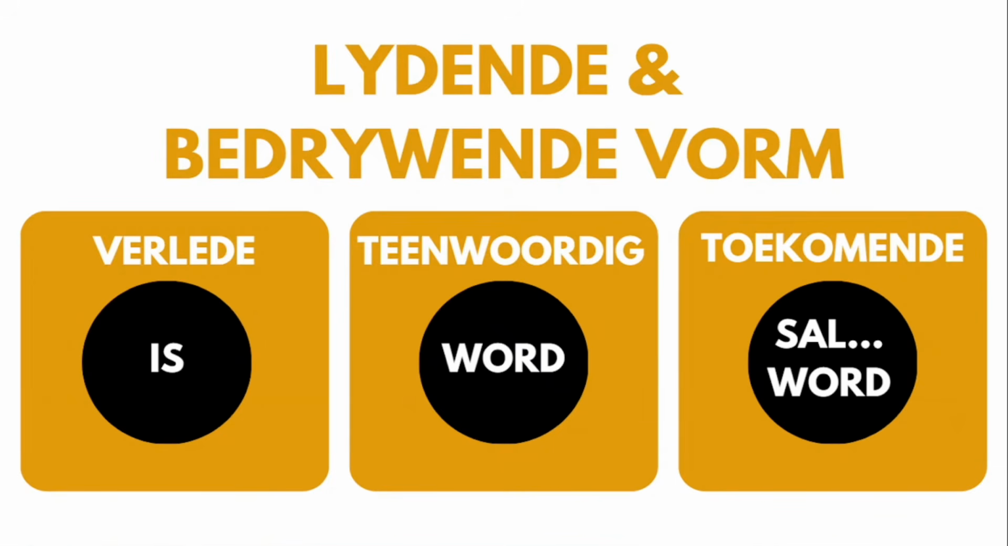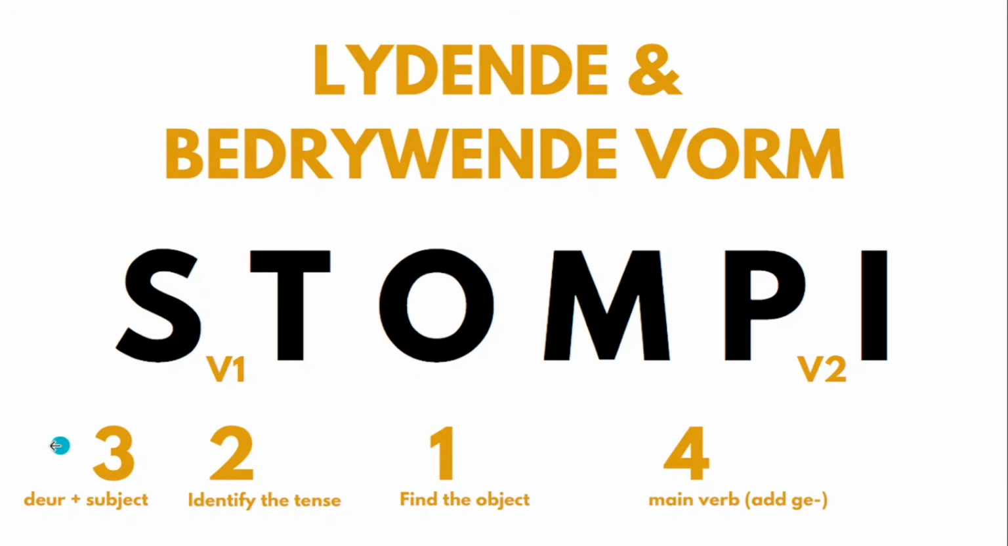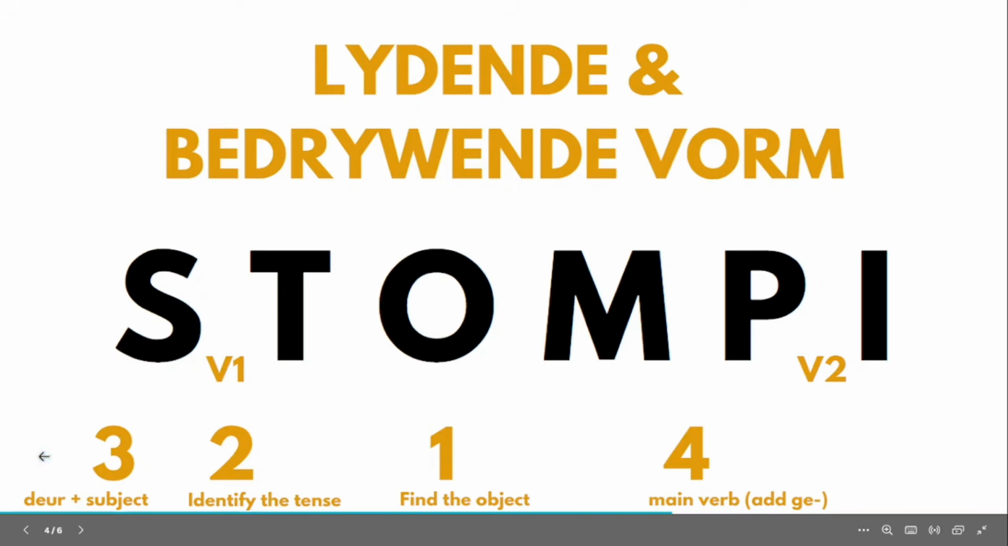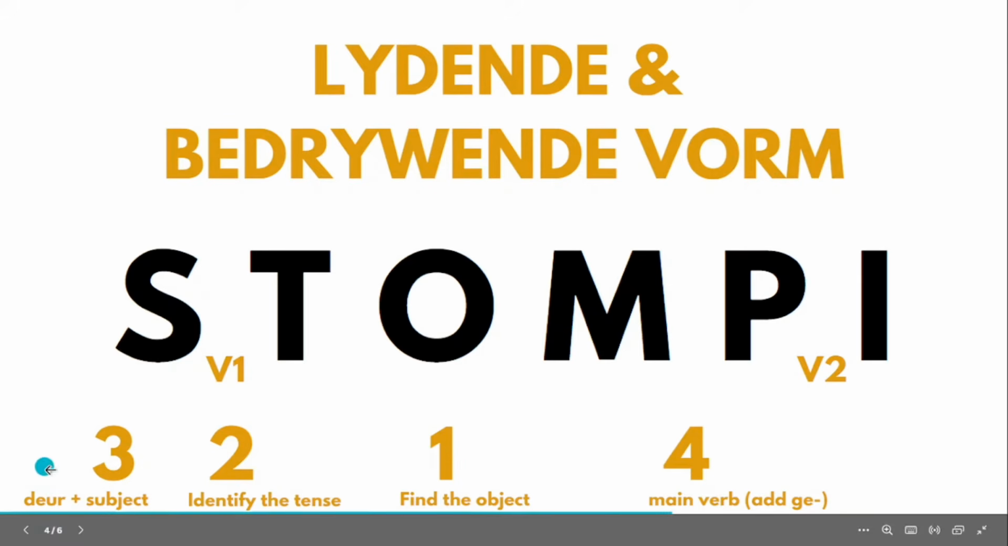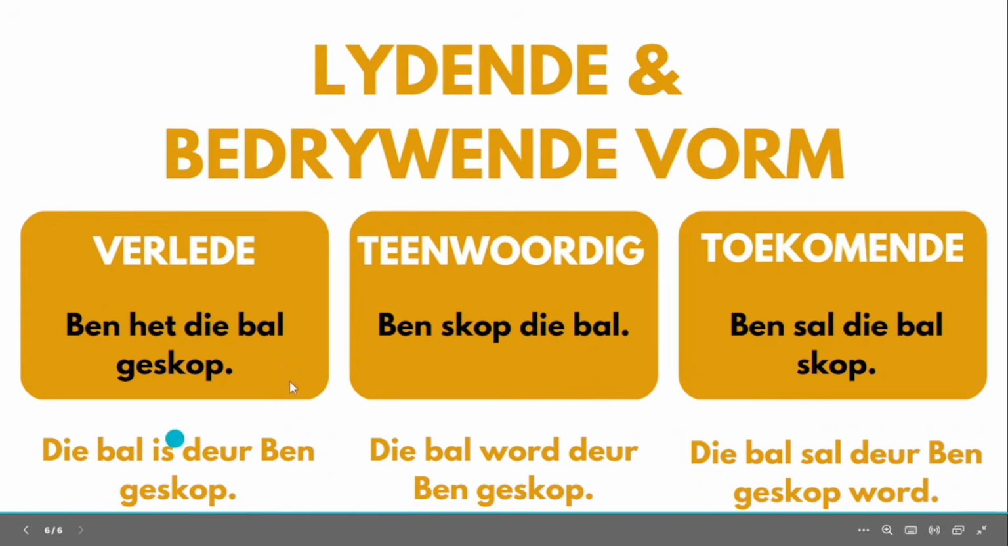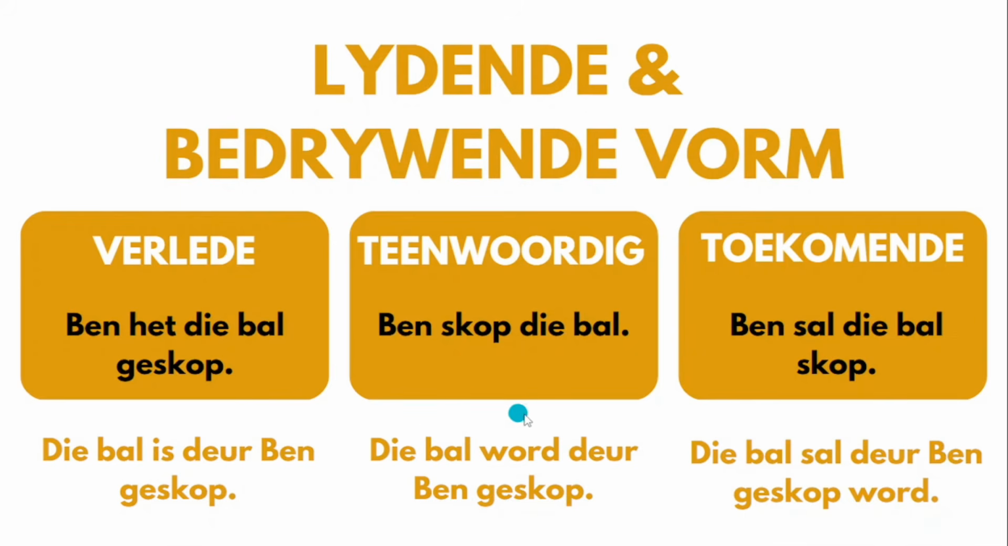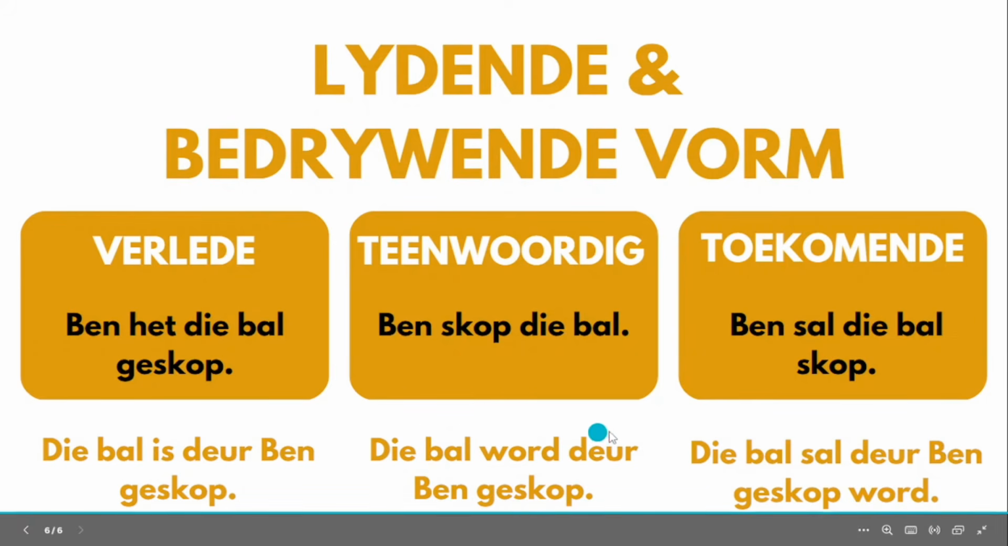And then the rules say that you must add deur. Deur means by. So now we changed it. We started with the object, but now we have to say the object is being done by who, right? So then you're gonna say deur and then the subject. So the subject here is Ben. So now you're at die bal word deur Ben. So remember you add deur and then the subject.